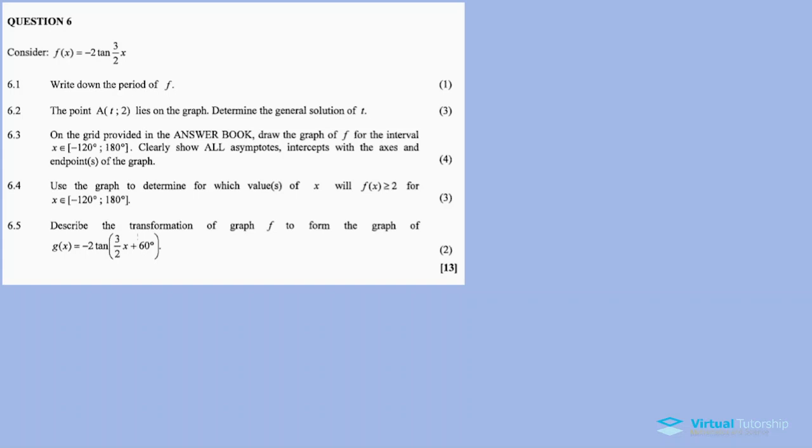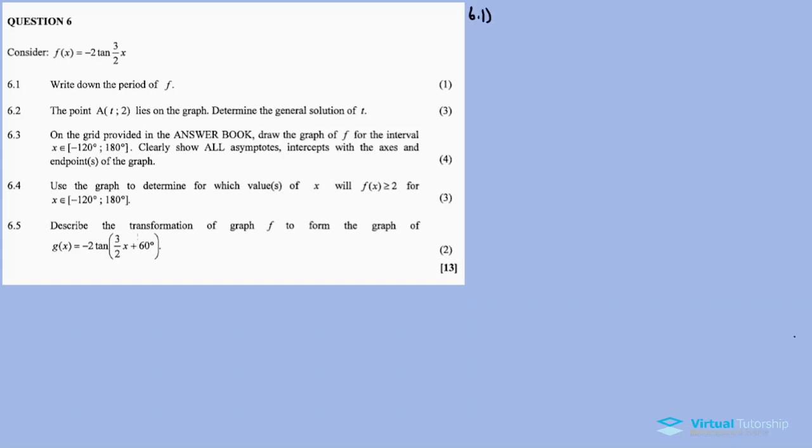We will sketch this in 6.3, but before we get to 6.3 we do the other questions first. In the description box you'll find links for other questions from this question paper. So now here at 6.1, write down the period of f.